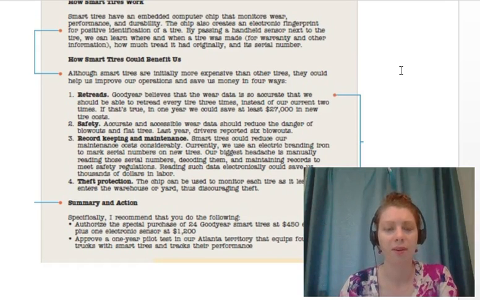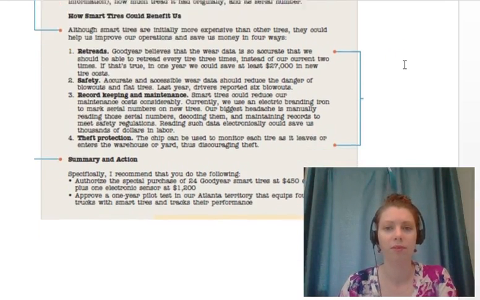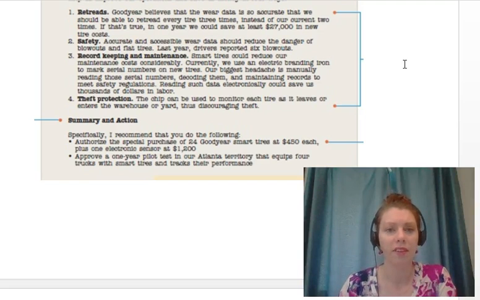So again, you'll see throughout, if you're just browsing here, he does have a few more numbers. And it's very clean and easy to follow. And in his summary, he says, specifically, I recommend you do the following. Authorize the special purchase of 24 Goodyear Smart Tires at $450 each, plus 1 electronic sensor at $1,200. Approve a 1-year pilot test in our Atlanta territory that equips 4 trucks with smart tires and tracks their performance.